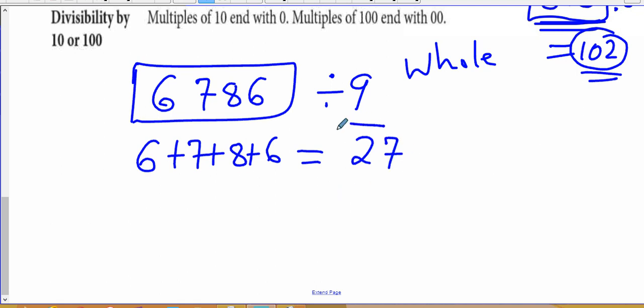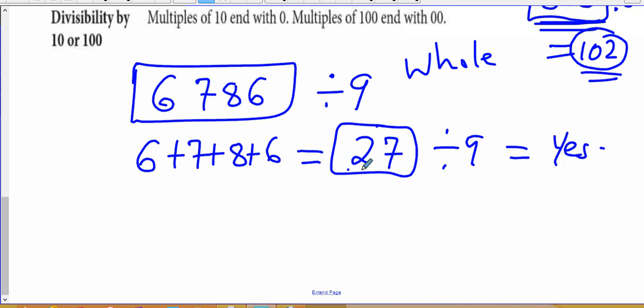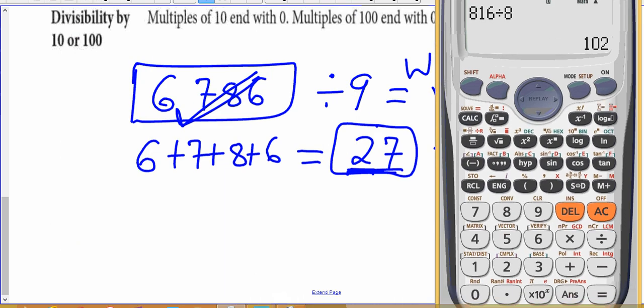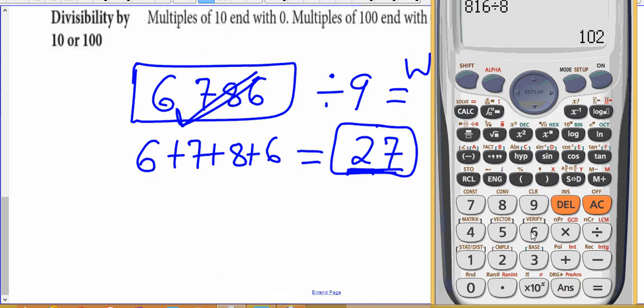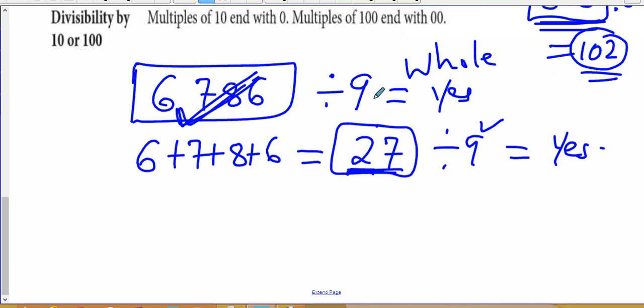See this number here? Is it divisible by 9? The answer is yes. Now, since 27 is divisible by 9, the same applies to this number, which will also be divisible by 9. So, yes, this number is divisible by 9. And you can even check using a calculator: 6786 divided by 9. If we don't get a decimal, then that number is divisible by 9. Then we got a whole number, so it's not a decimal. So this number is divisible by 9.